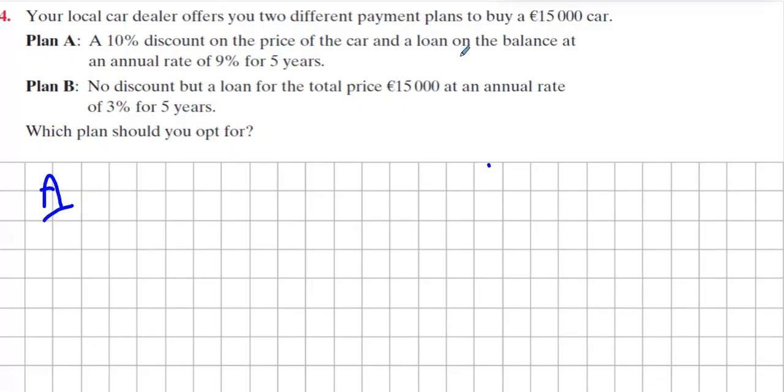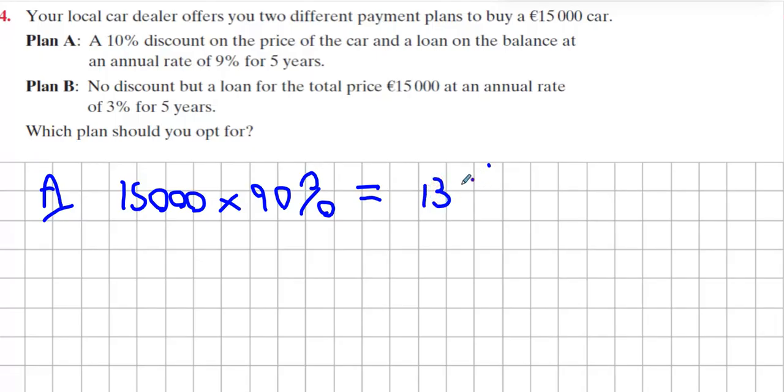And what can we say about the 15 grand? We're going to take off 10%, which means we retain 90%. 13,500. Okay. Now it's a loan.